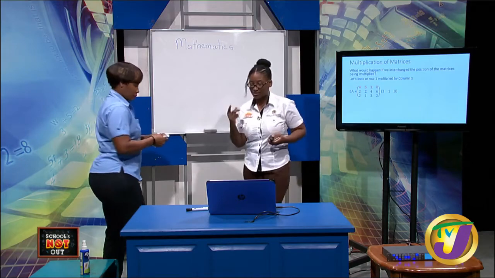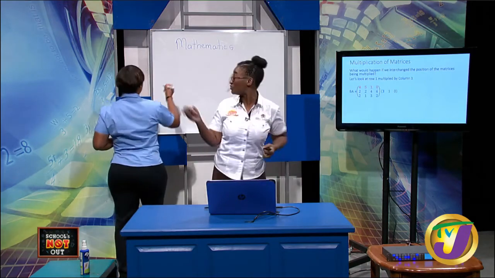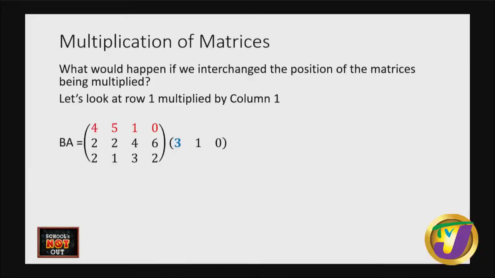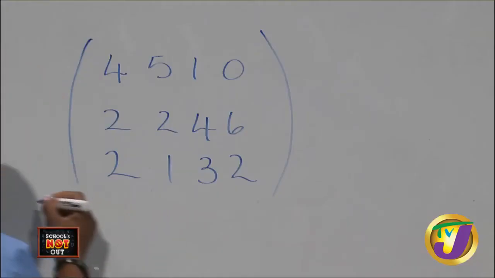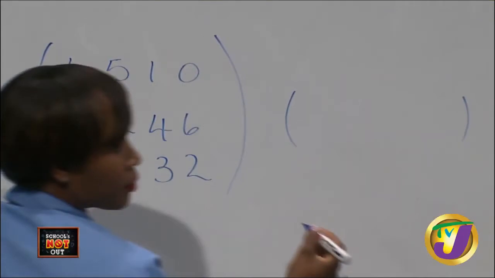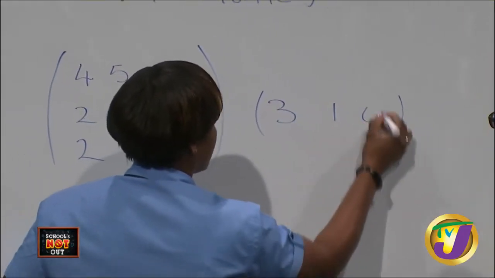Based on what we would have said, we can probably try to explore it a little bit on the board. So we have 4, 5, 1, 0, 2, 2, 4, 6, 2, 1, 3, 2. All right, so this is our B. And 3, 1, 0.